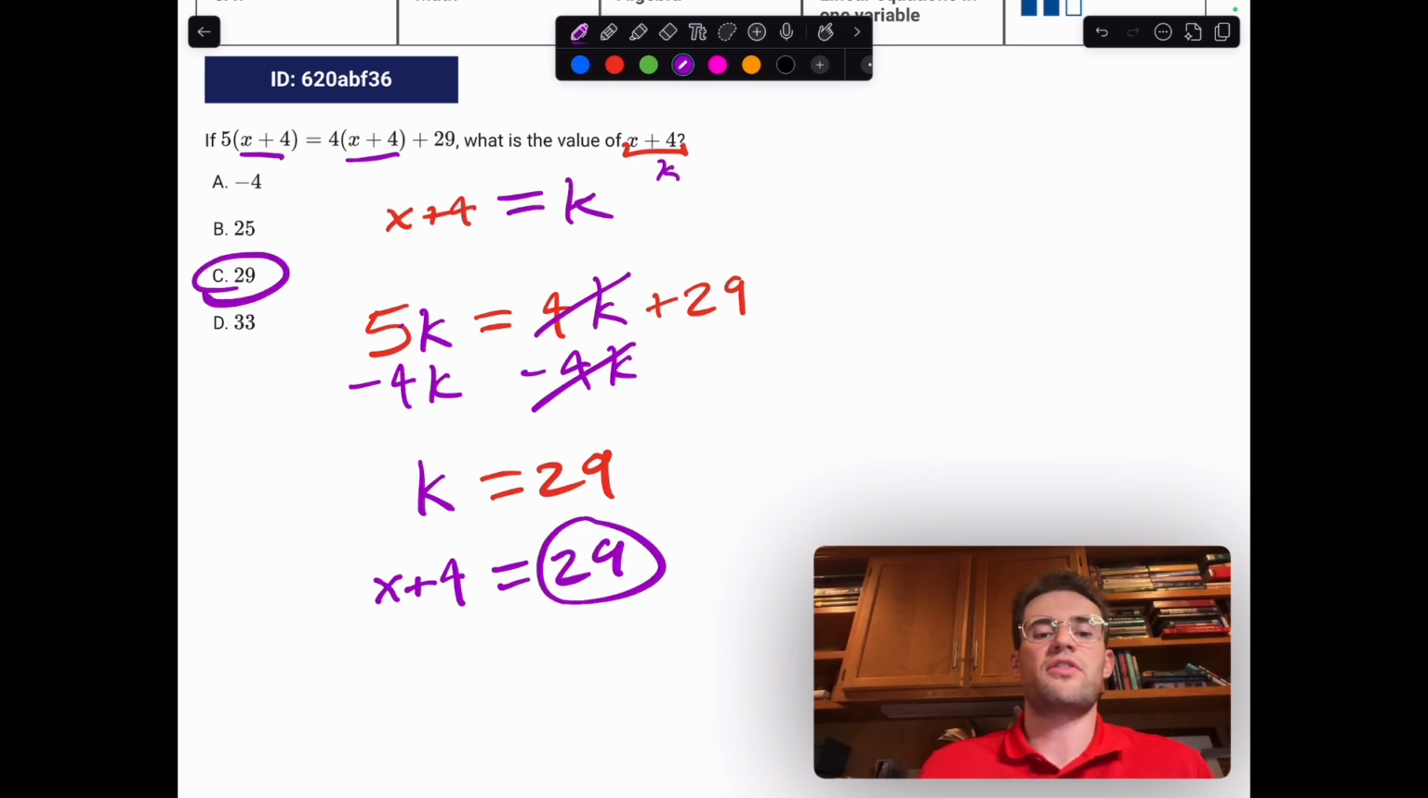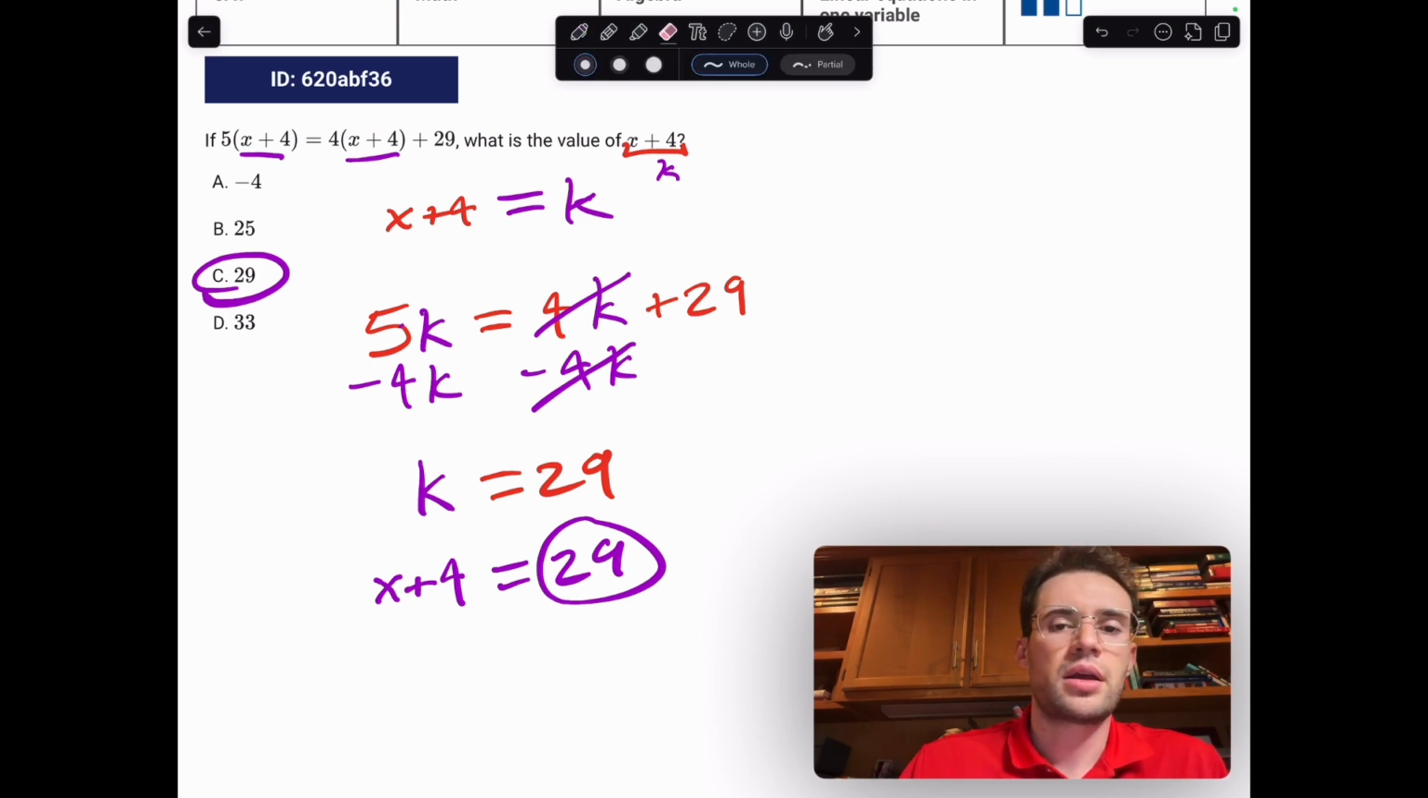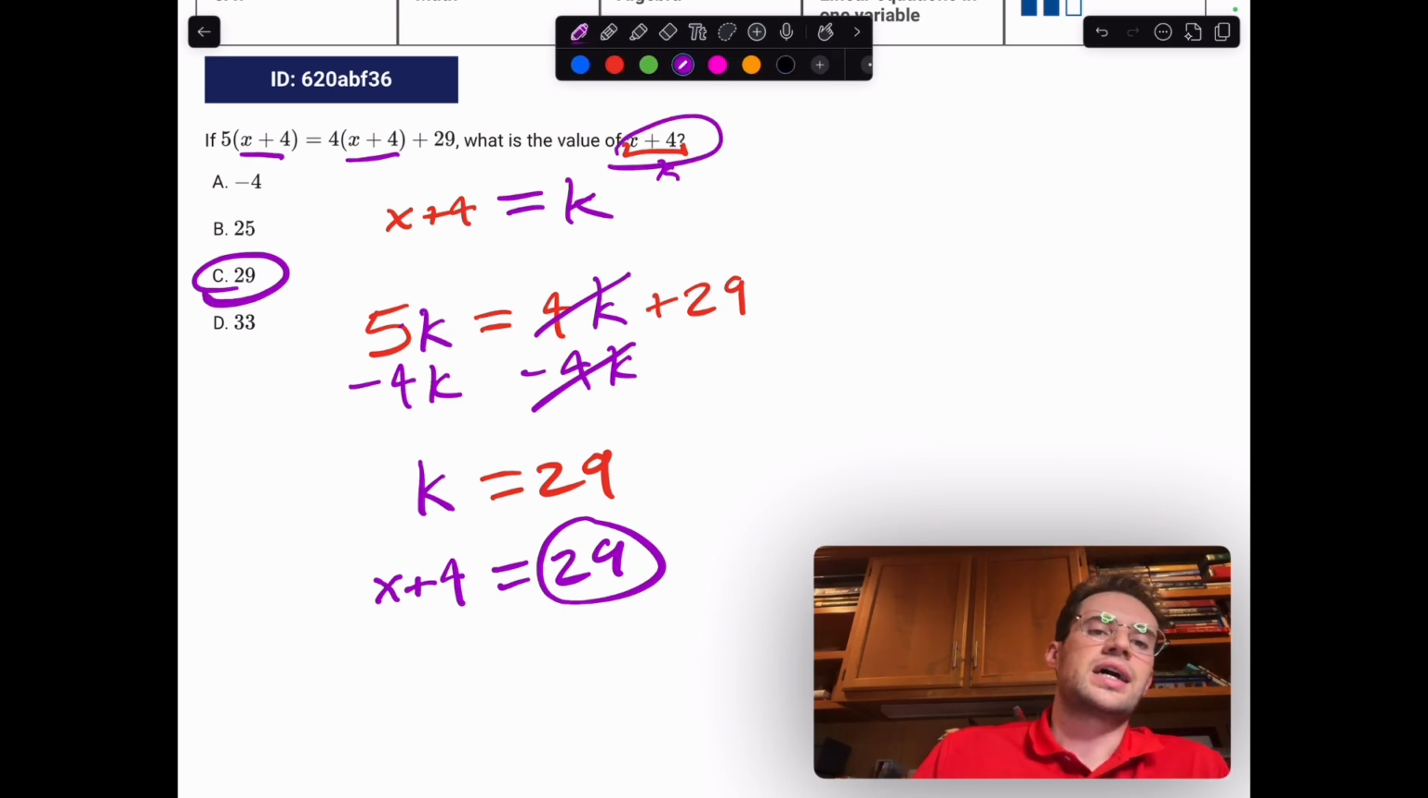All right, so I didn't even have to find what x is. Obviously, from here, you could find x pretty easily. Just subtract 4 from both sides. X should be 25. But they're not looking for x. They're looking for x plus 4. And I did this partially. I didn't even have to use the distributive property there. It just made the math a lot easier.